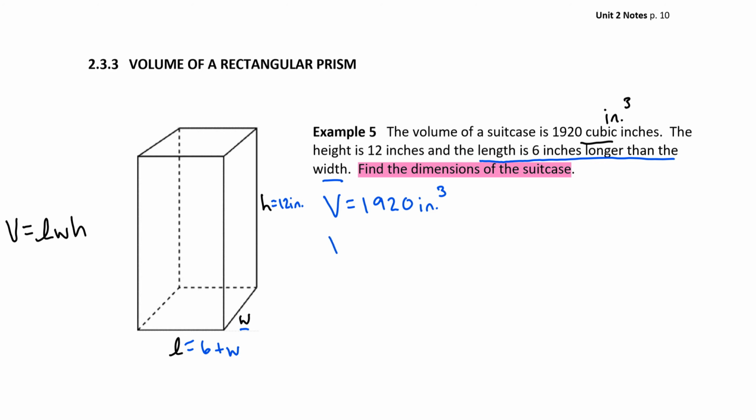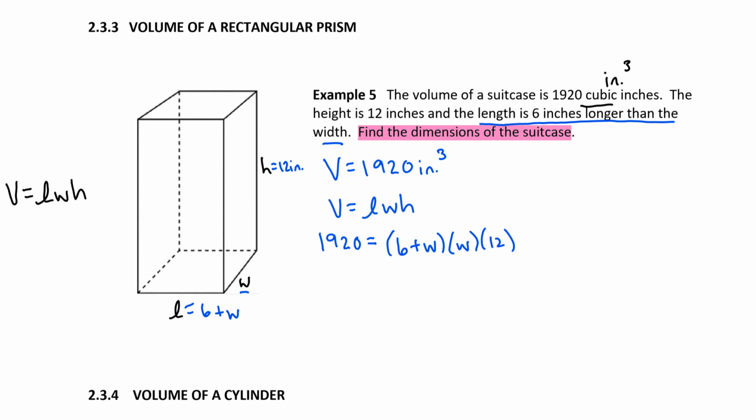So if we use our formula, volume equals length times width times height, we can plug in what we know. So the volume is given to be 1,920 cubic inches. The length, we're not going to model as L, we're going to model it as 6 plus W. The width, we're going to model as W, and the height as 12. Notice we have one variable. If you find yourself writing an equation and you have more than one variable, then something is wrong. We should only have one variable in order to solve these equations.